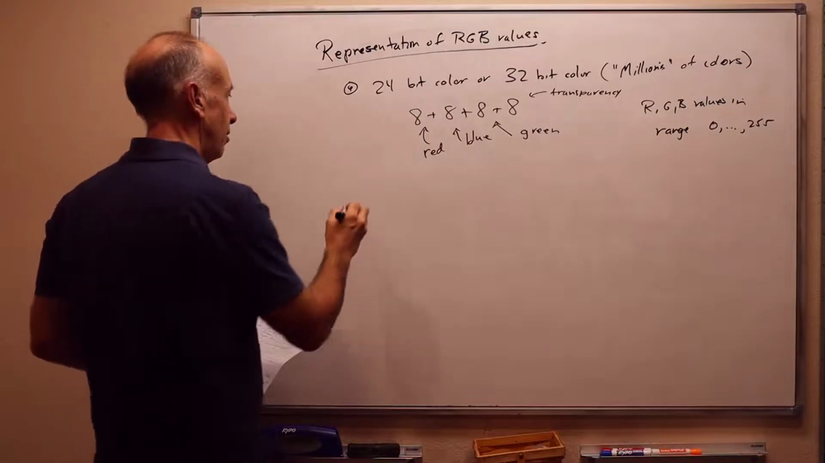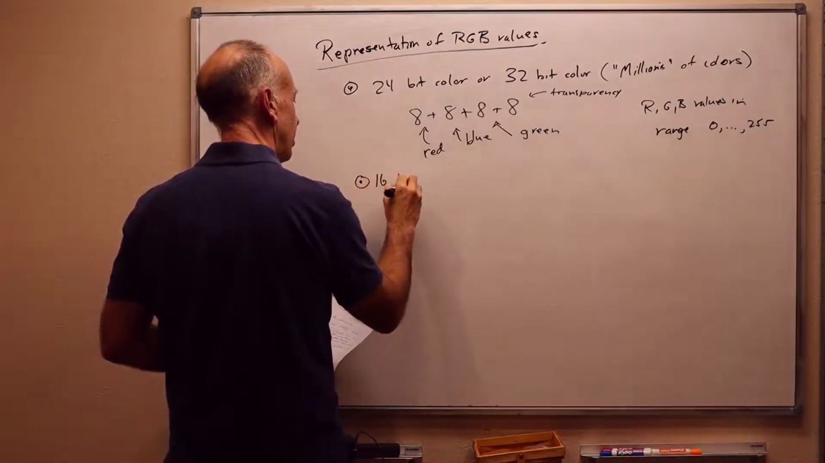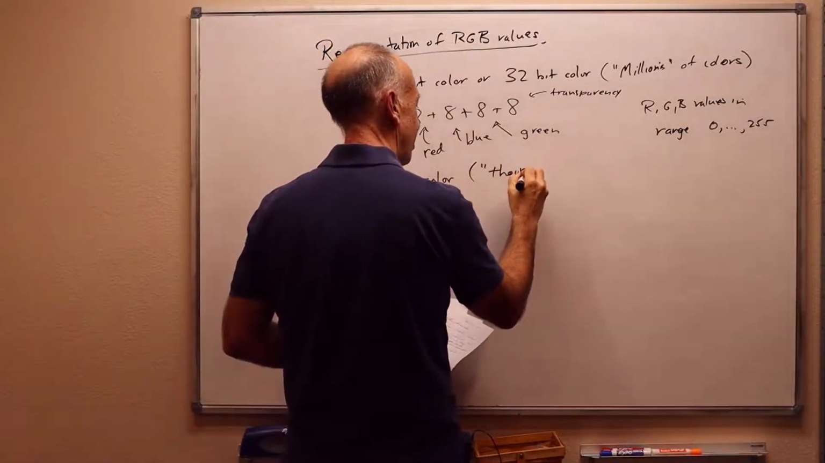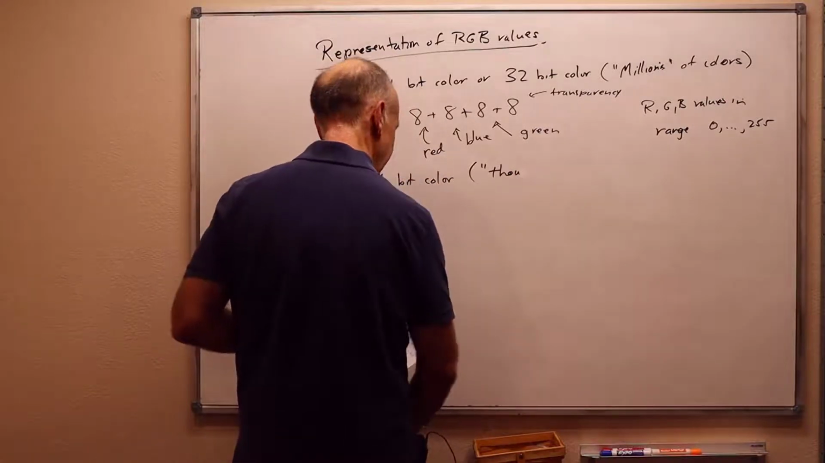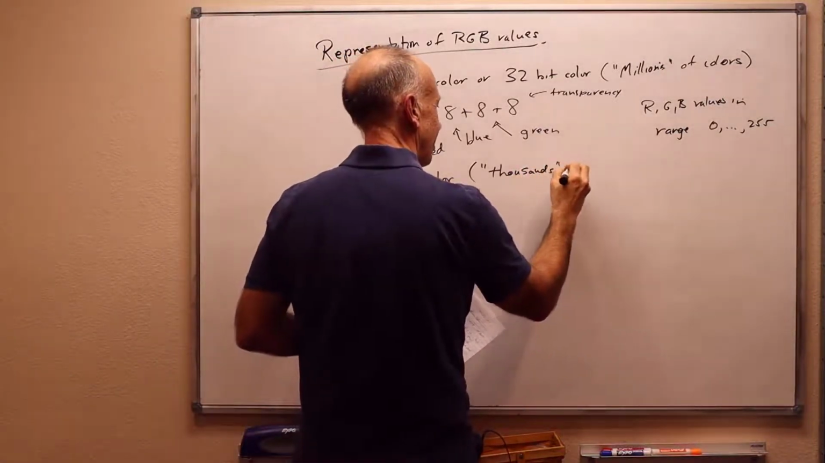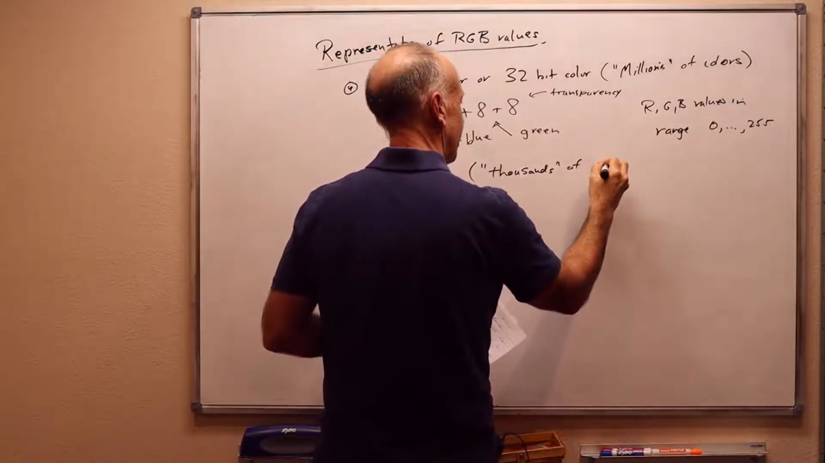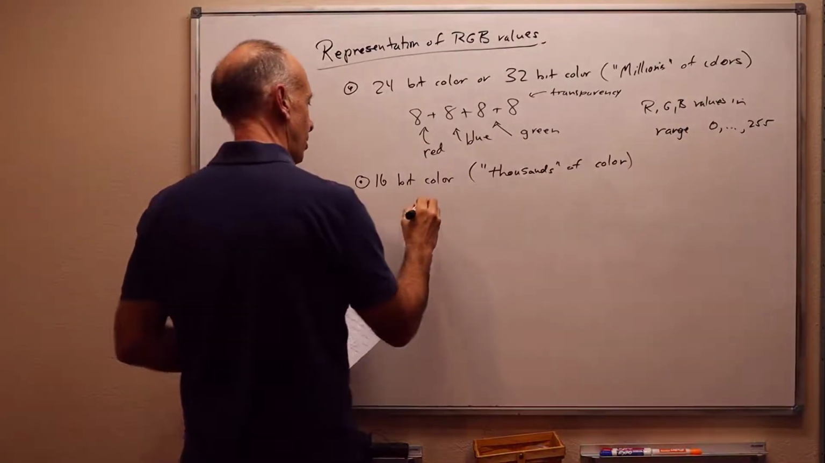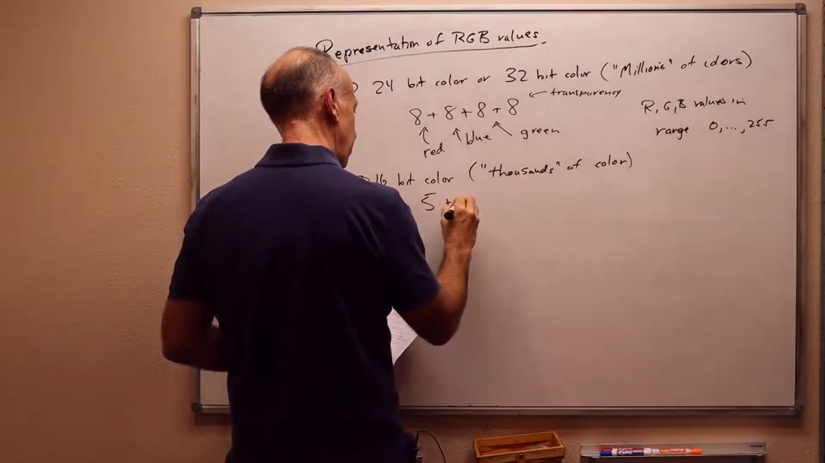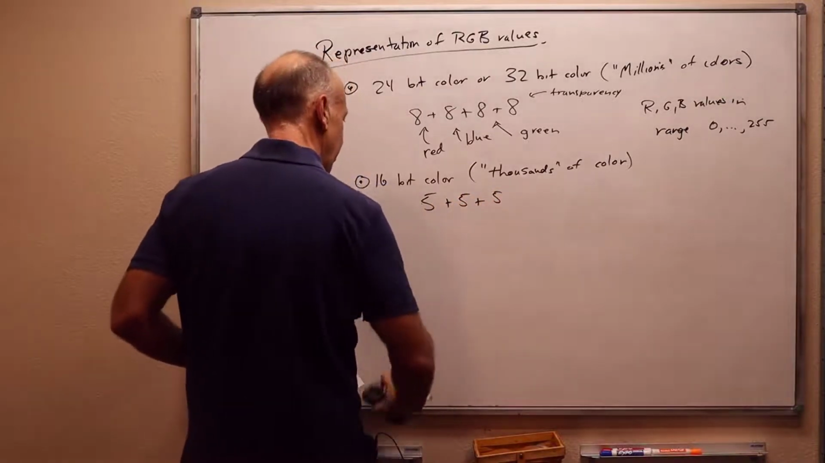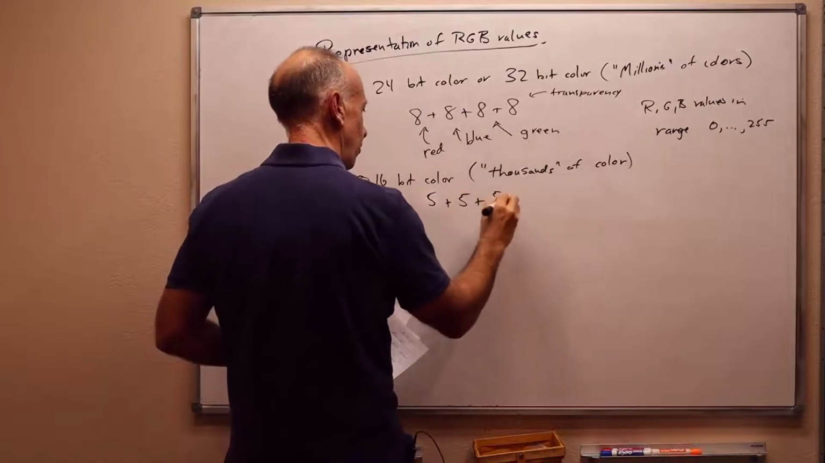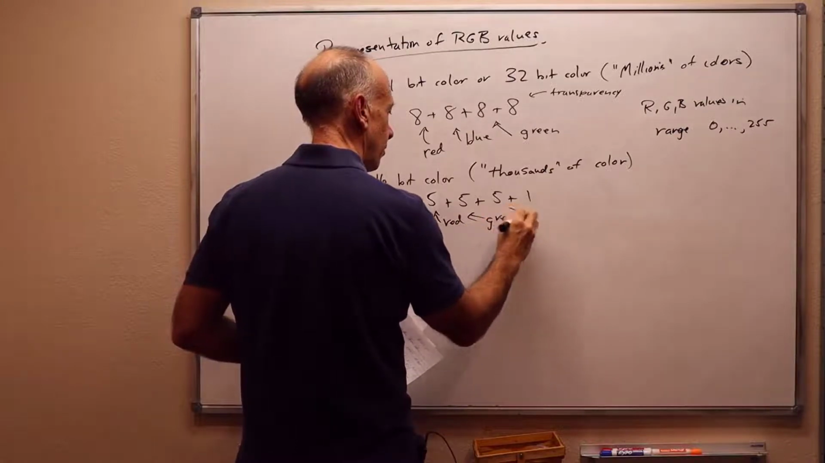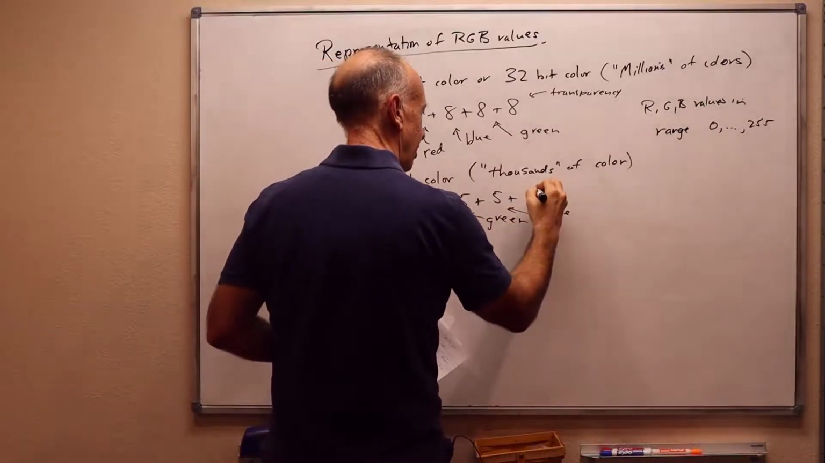So that's 24-bit color. An older standard is 16-bit color, or on Apple, this would be called thousands of colors, because 2 to the 16th is 65536, thousands. And here we would use 5 bits for red, 5 bits for green, 5 bits for blue, and 1 bit for transparency. So this is red, green, blue, and transparency.